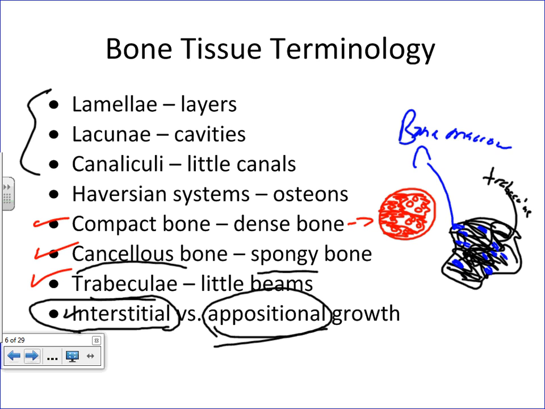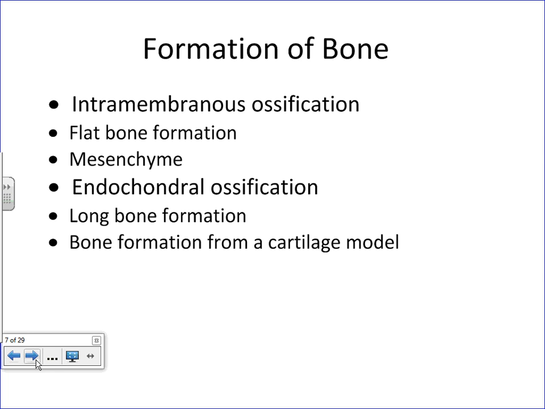Now bear in mind that trabeculate is also not a word that's specific to bone. It can be used a lot with other tissues as well. So now let's start talking about the formation of bone. Essentially there are two major methods of how bone is formed within the human body. There's what's called intramembranous ossification, and there's what's called endochondral ossification.